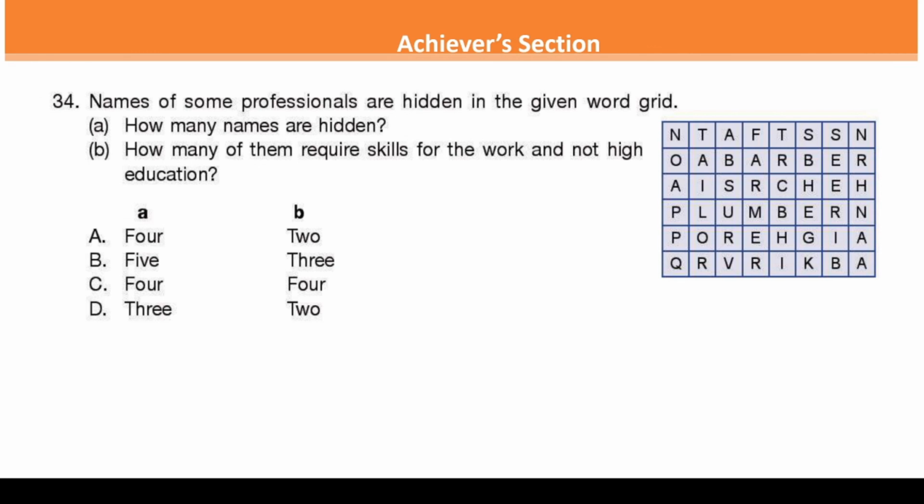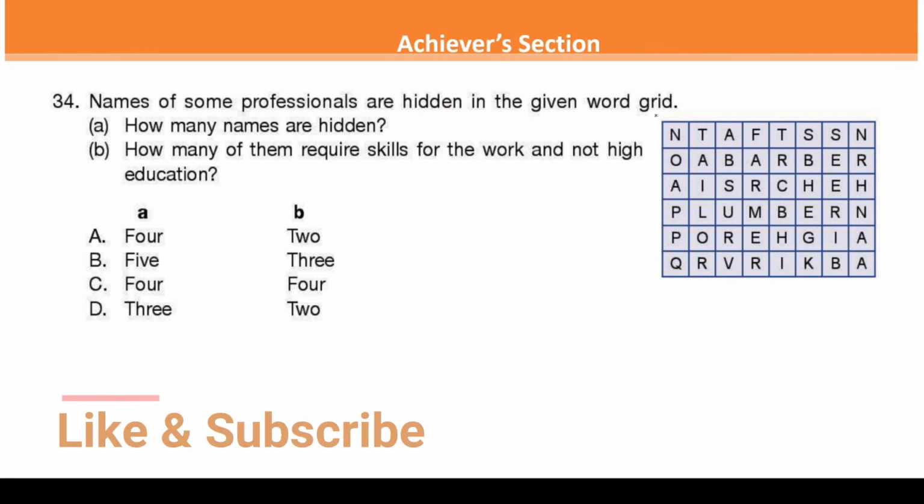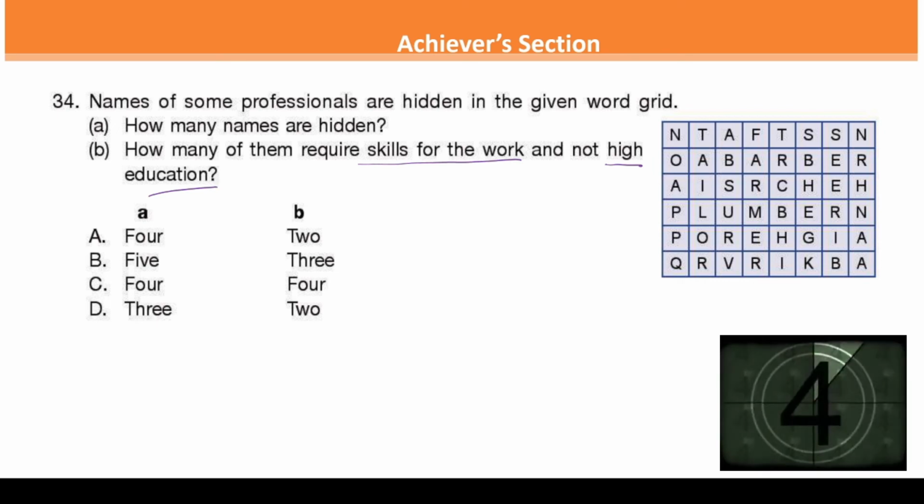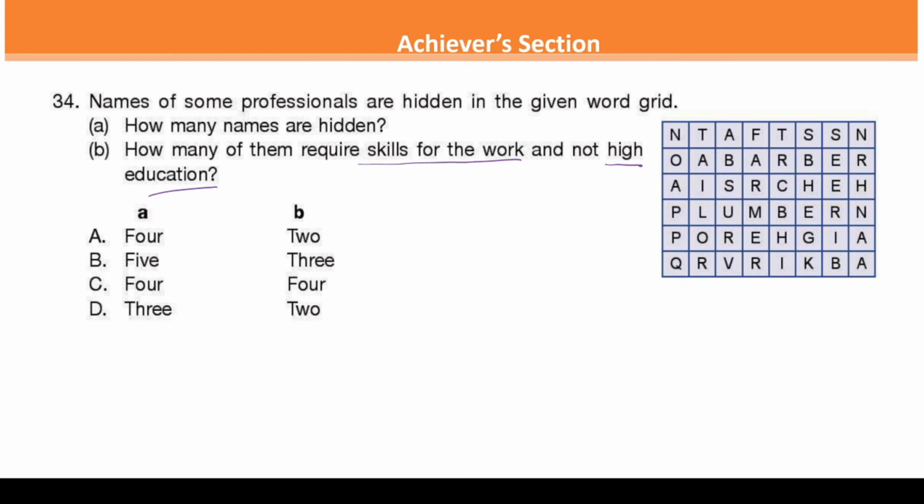Next question. Names of some professions are hidden in the word grid. Option A, find how many names are hidden, and option B, find how many of them require skills for the work and not high education. Time starts now. You can pause the video if you need more time and then check your answers.